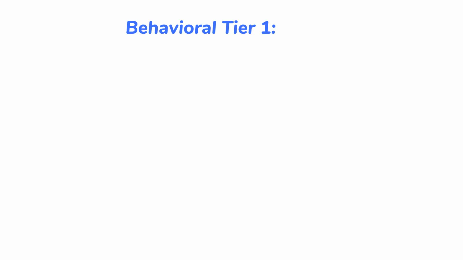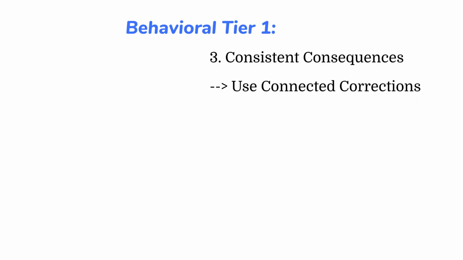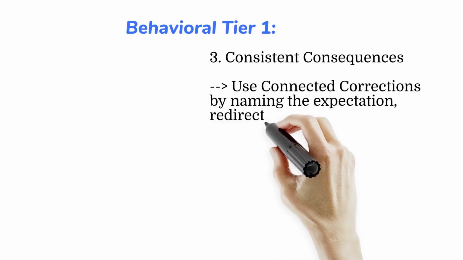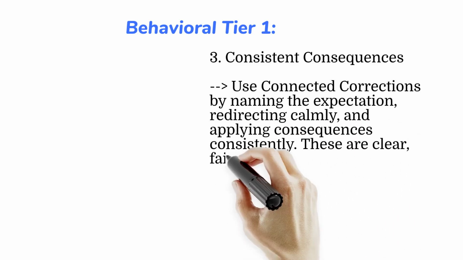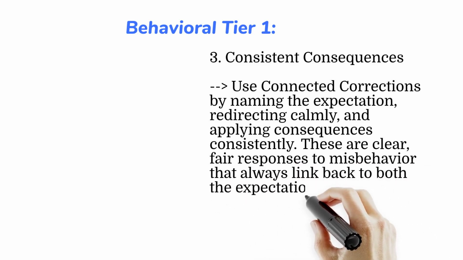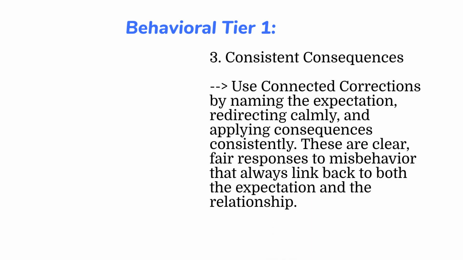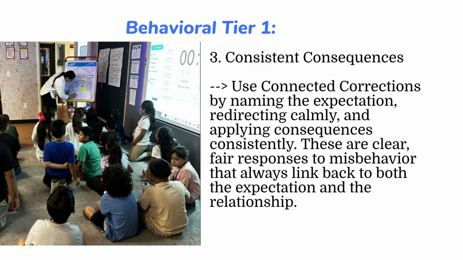Consistent consequences. Use connected corrections by naming the expectation, redirecting calmly, and applying consequences consistently. These are clear, fair responses to misbehavior that always link back to both the expectation and the relationship. When students experience a system that is predictable and fair, they feel safe and respected, even when they make mistakes.